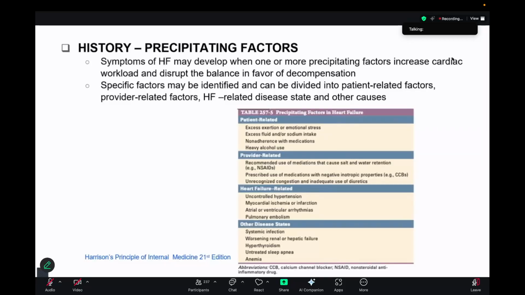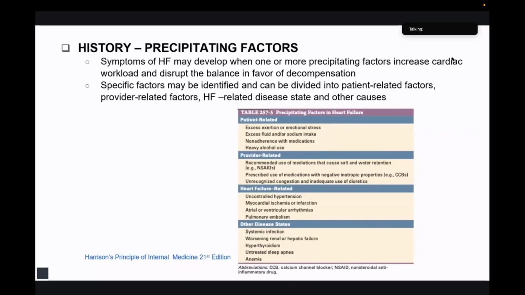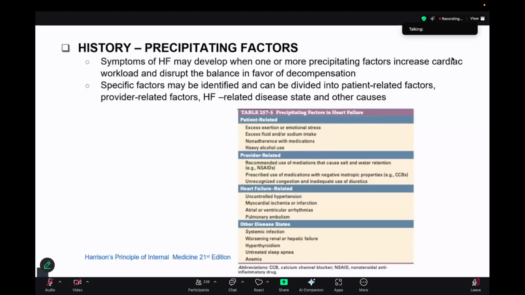So the table in Harrison just shows some of the precipitating factors for heart failure. Inability to recognize and correct these factors promptly leads to a persistent heart failure state despite adequate treatment.